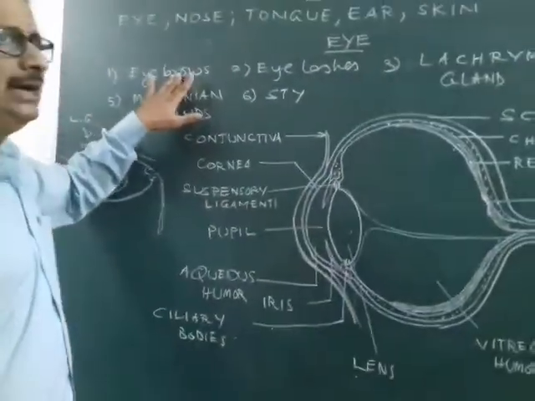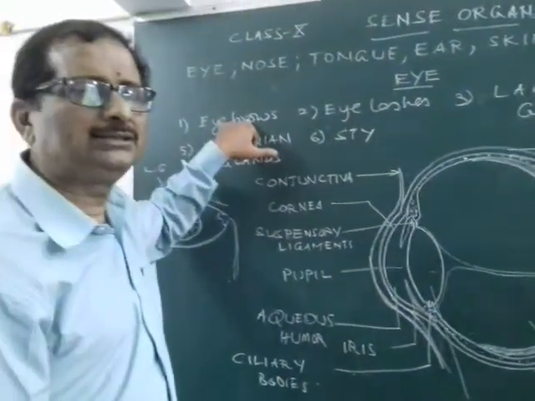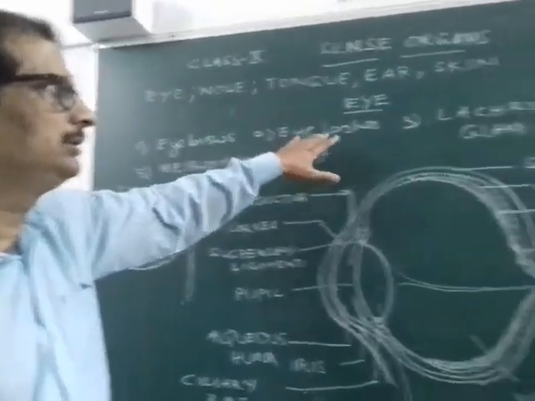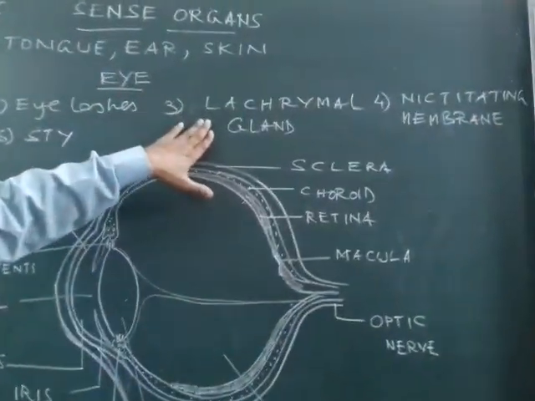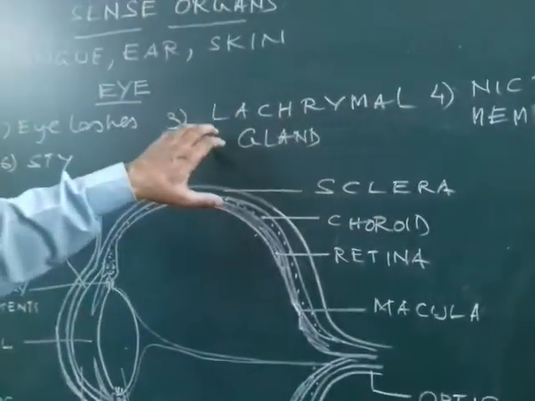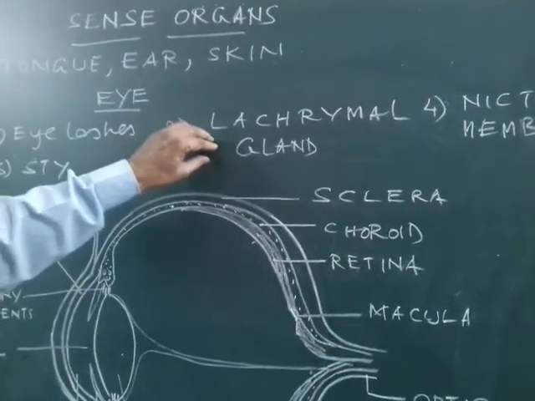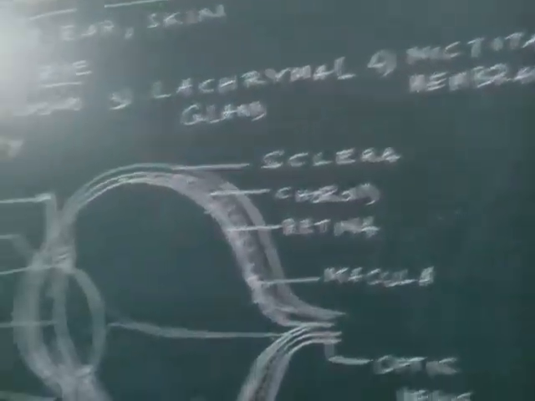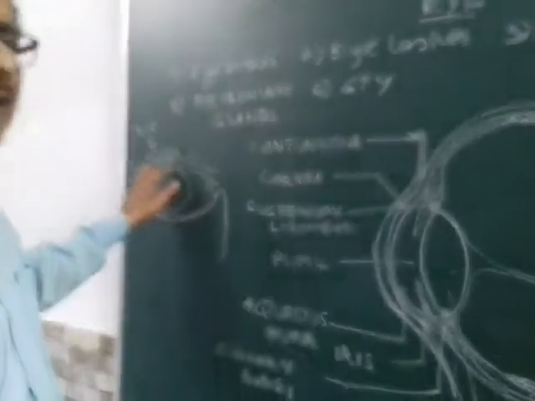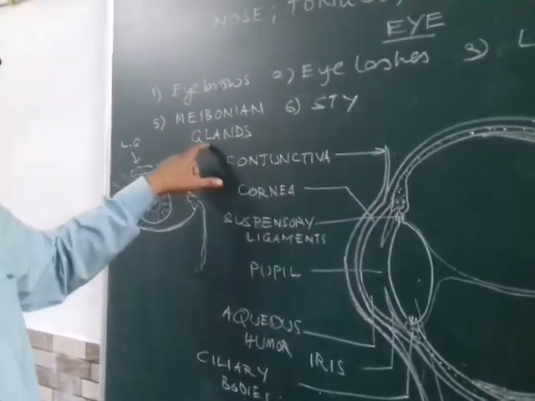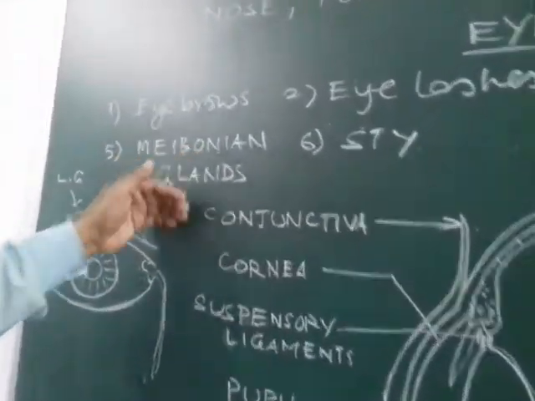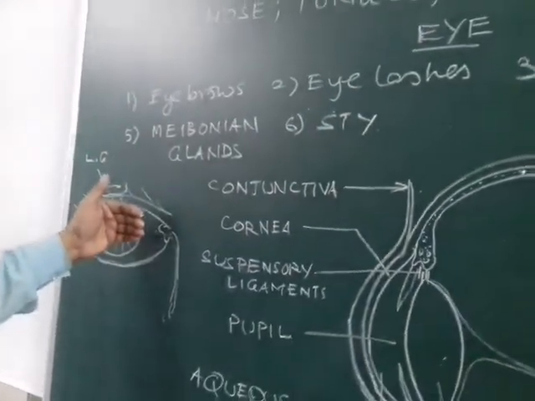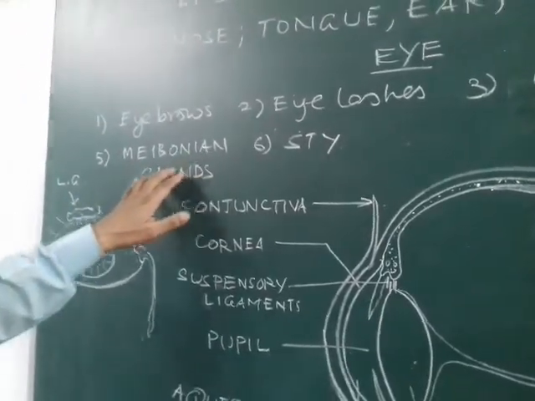Now besides this you have the eyebrows, which generally drain the sweat from your forehead to the side, and protect the eye. Eyelashes are also a protective organ. The lacrimal gland is also a type of protective organ which secretes that bactericidal fluid called the lacrimal fluid, and the nictitating membrane. There are glands here on the lower and the upper eyelids. These are called the meibomian glands. This gland secretes an oily fluid which helps the eyelid to move smoothly on the surface of the eye. So that gland is called the meibomian gland.